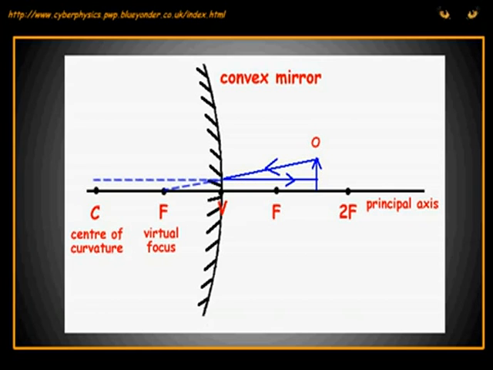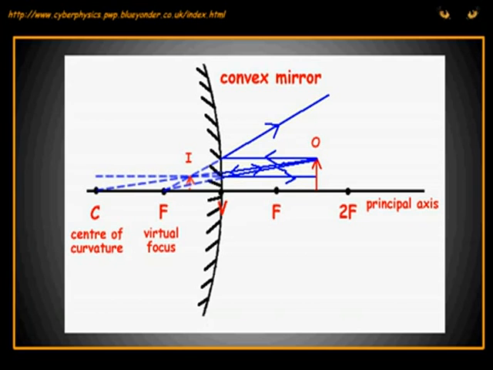Now draw a reflected ray that goes from the point your incident ray hit the mirror, parallel to the principal axis. Continue that with a dashed line on the far side of the mirror. All 3 construction lines should cross at the same point to give you the image point location.